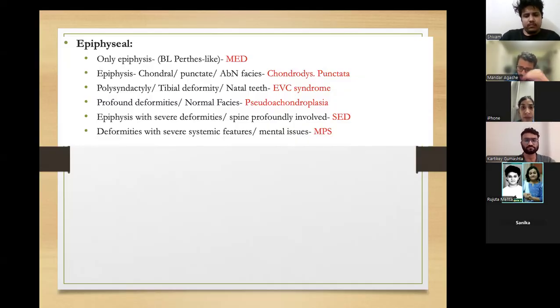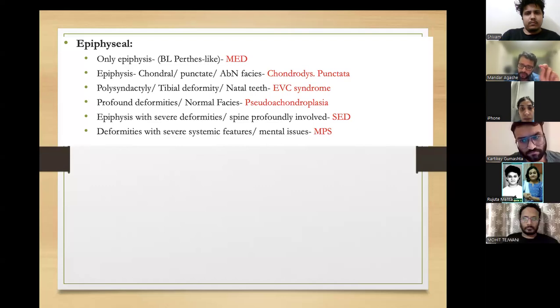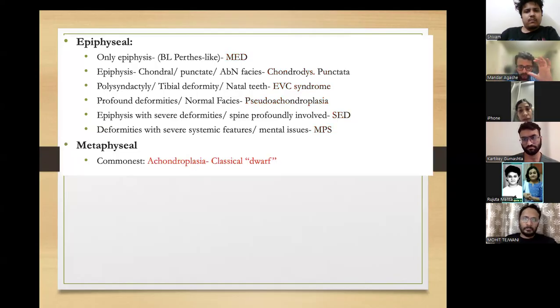Epiphyseal, you have these conditions. The MED, which is less involved. Chondrodysplasia, which is involving the chondral tissues. EVC syndrome, which is involvement of the mesomelic part, which is the tibia, along with natal teeth. A profoundly deformed child with a dwarf with a normal facies is pseudoachondroplasia. Profound involvement of the spine with severe deformities is SED, and involvement of the epiphysis with severe systemic features and mental issues is MPS. So these are the epiphyseal involvements.